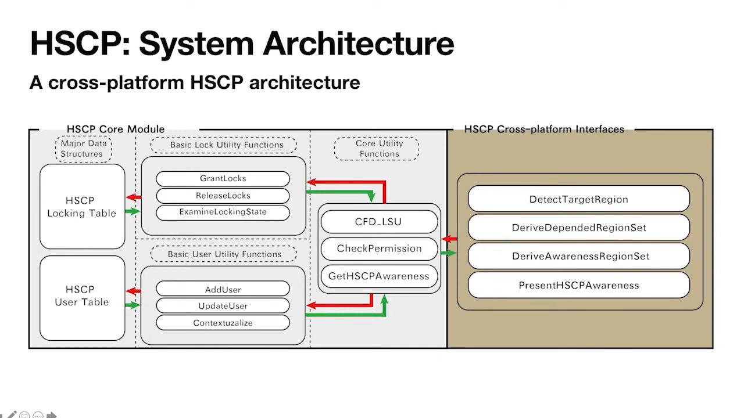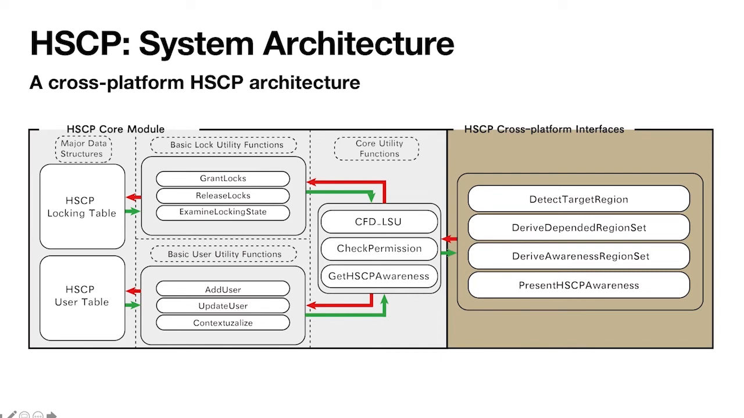To implement the HSCP schema on different platforms without redundant work, we have designed an architecture that separates a set of common functionalities from platform-specific client components. The HSCP core module provides common functionalities, while the HSCP cross-platform interfaces define platform-specific components.